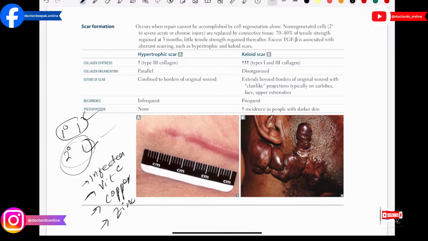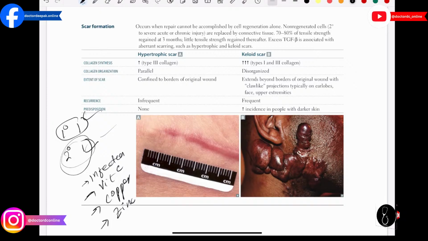And as I already mentioned, vitamin C is an important cofactor in hydroxylation of proline and lysine in pro-collagen. So you have to remember, if you want to cross-link the collagen, you need the hydroxylation which is done by vitamin C. If no vitamin C, no cross-linking, and your collagen is not strong.